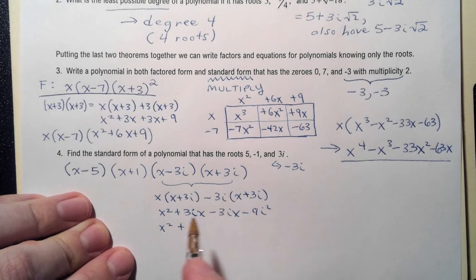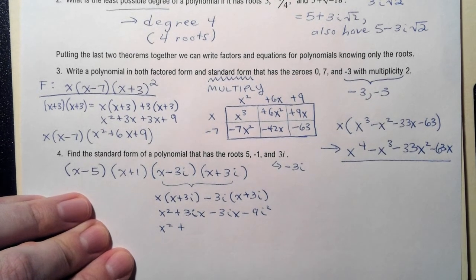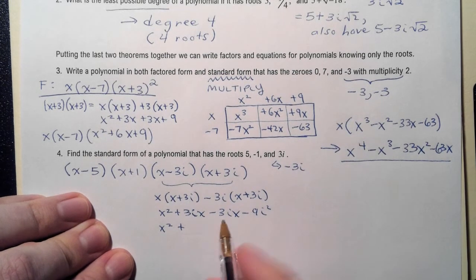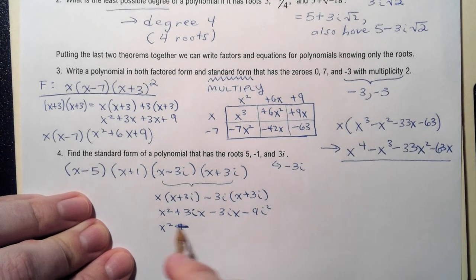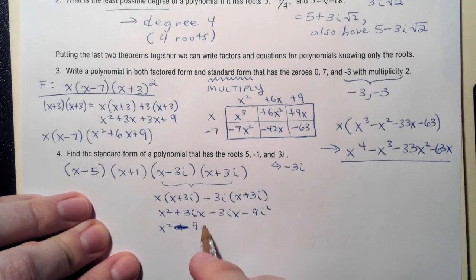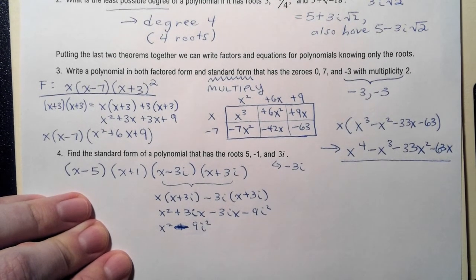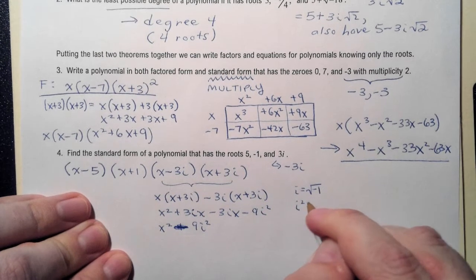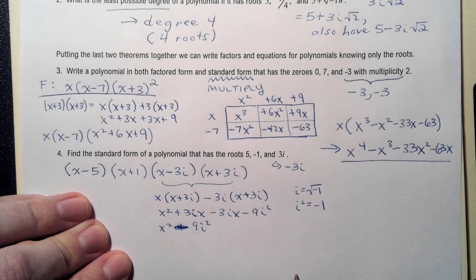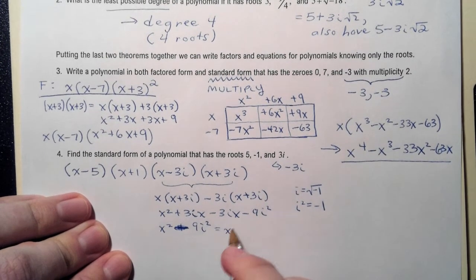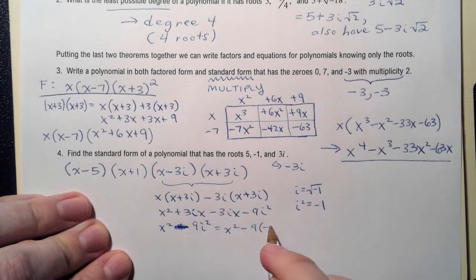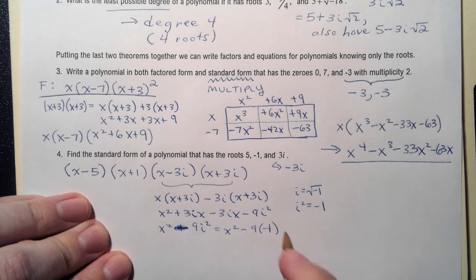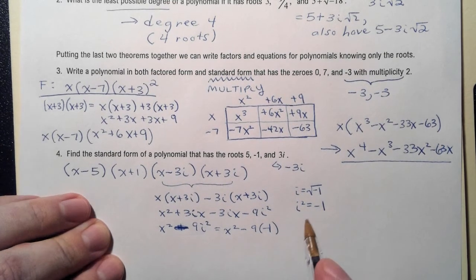Right in here, I have x squared. These things cancel out, so I'll have x squared minus 9i squared. Now remember, we know that i is the square root of negative 1, which means i squared is negative 1. So this is x squared minus 9 times negative 1, or rather x squared plus 9.